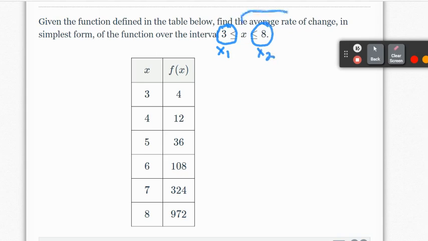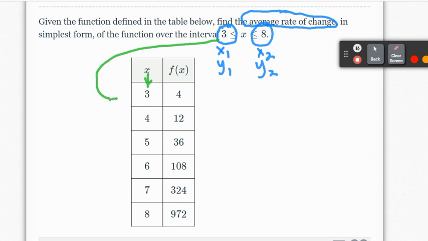The average rate of change requires that I find slope, which means I need the corresponding y1 and the corresponding y2. Thankfully, they're in the table. So right here, there's 3. I look for it on the x list, which is right here, and I find the 3 is the first one. And the output is right here. These are y values, so this is the y value that goes with that. So my y1 is 4.